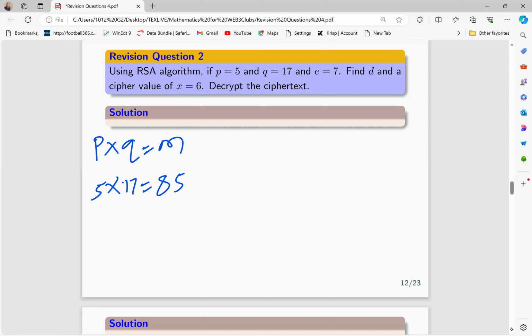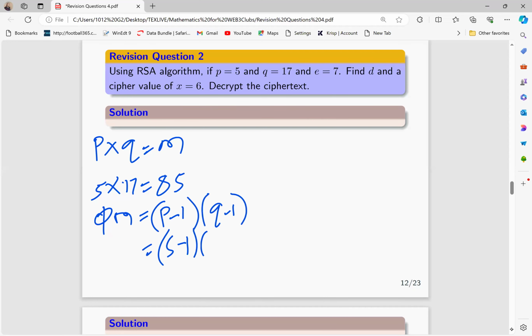So we find the Euler phi of M, which is (P minus 1)(Q minus 1), which is equal to (5 minus 1) times (17 minus 1). So Euler phi of M is 4 times 16, which is 64.